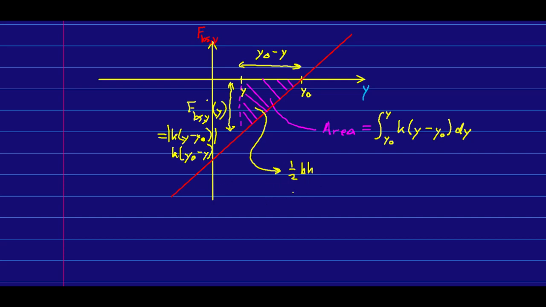Well, so there we go. My area that I'm looking for is a half the height times the base, or in other words, a half k (y naught minus y) squared. And the fact that that's all squared actually shows that it didn't matter whether I flipped these around. It was all going to come out as positive anyway.